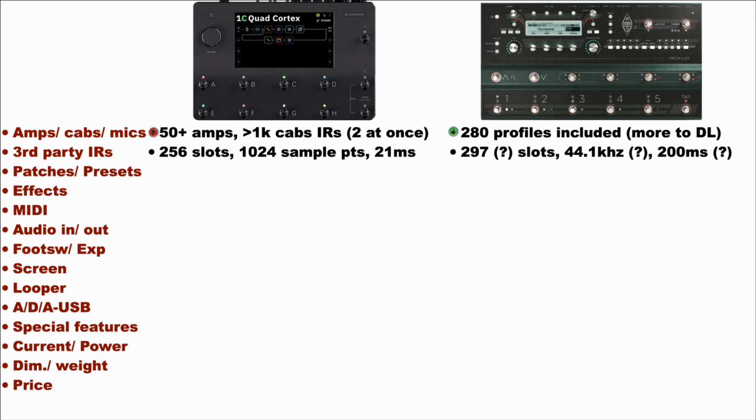Both units offer the possibility to load third-party IRs, and we have 256 user slots in the Quad Cortex and almost 300 in the Kemper. The Quad Cortex loads IRs up to 21 milliseconds, whereas Kemper offers scarce details about the quality of the IRs you can load. They should be up to 200 milliseconds, so technically better, so I would give the thumbs up to the Kemper.